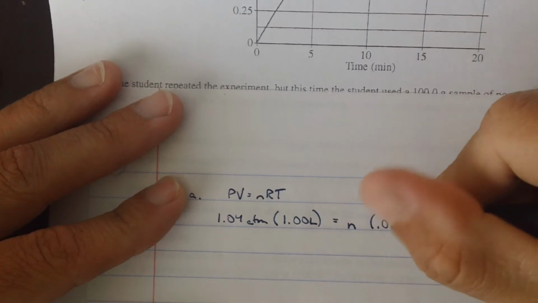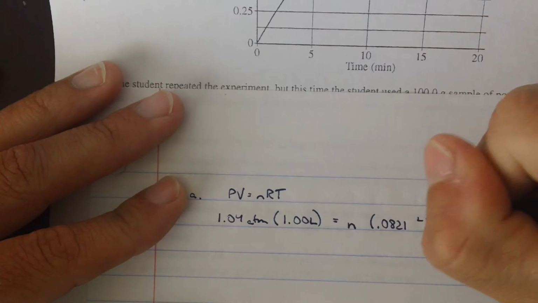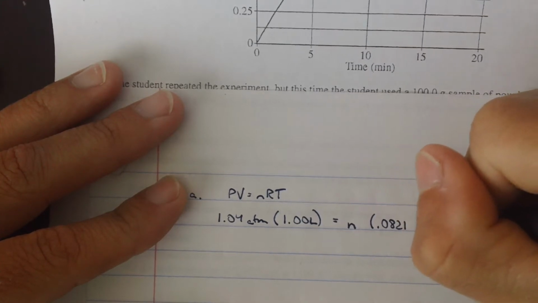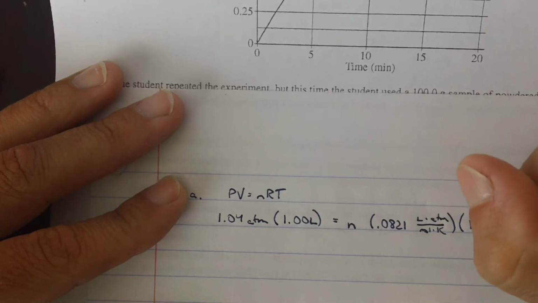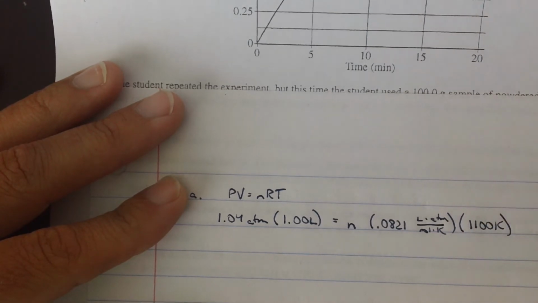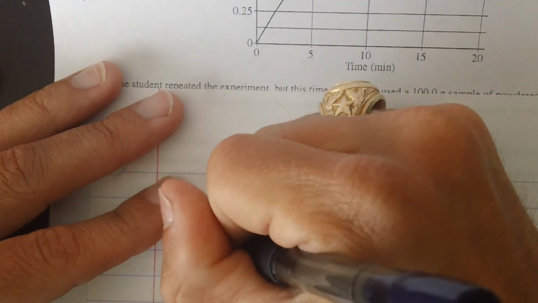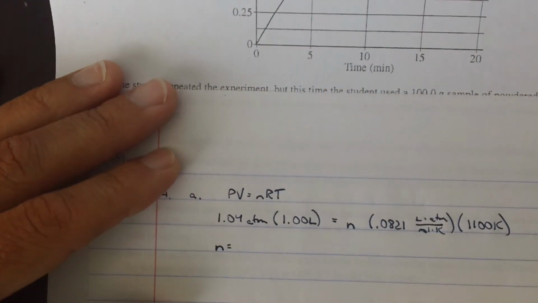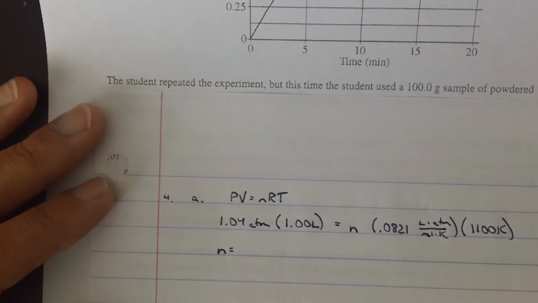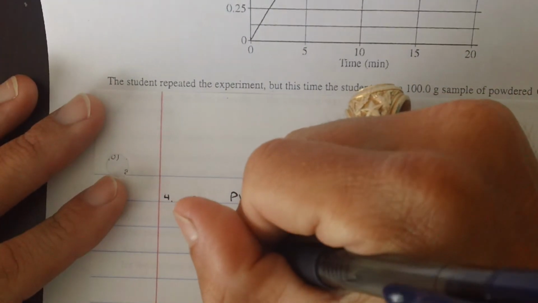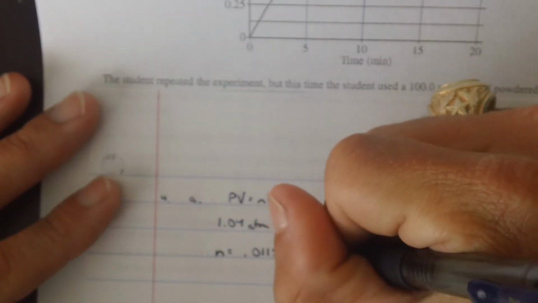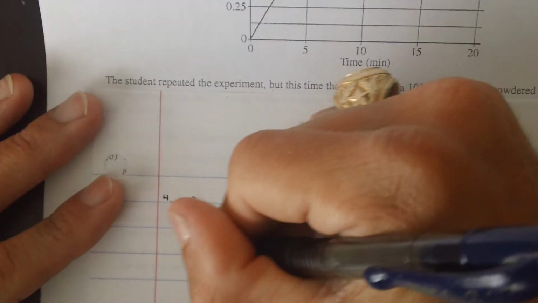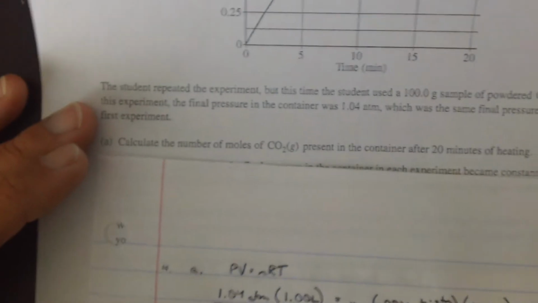this is a gas law, so we are 0.0821 liters times atmospheres over moles times Kelvin times the temperature this thing reaches is 1100 Kelvin. And we plug this guy in and we solve for the number of moles of carbon dioxide gas. And when you plug that in, you get 0.0115 moles of CO2. 3 sig figs here in the number of moles. That's part A. Calculate the number of moles present after 20 minutes.